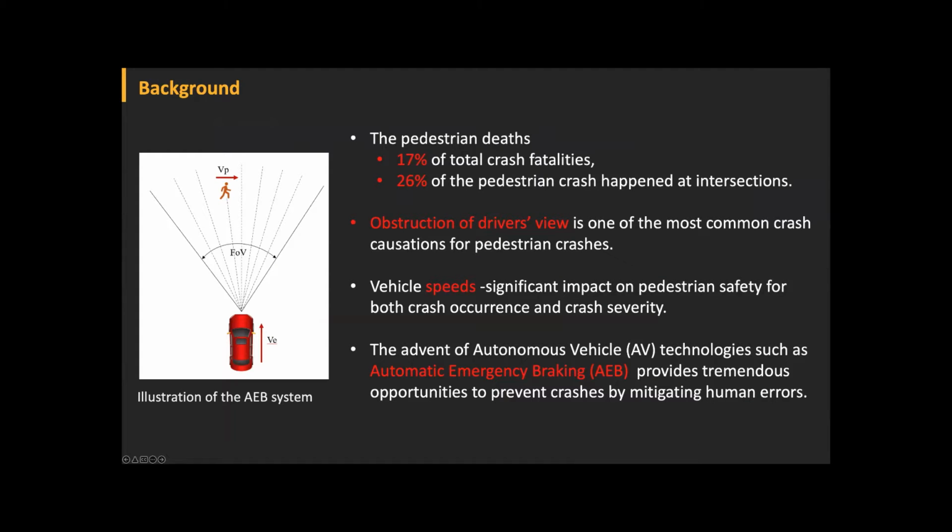Pedestrian crashes account for 70% of the total crash fatalities. 26% of the pedestrian crashes happened at intersections. Meanwhile, it was also found that obstruction of the driver's view is one of the most common crash reasons for pedestrian crashes. Vehicle speed is also found to have a significant impact on pedestrian safety, for both crash occurrence and crash severity. AV technology such as the AEB system provides a tremendous opportunity to prevent these crashes by correcting human errors.